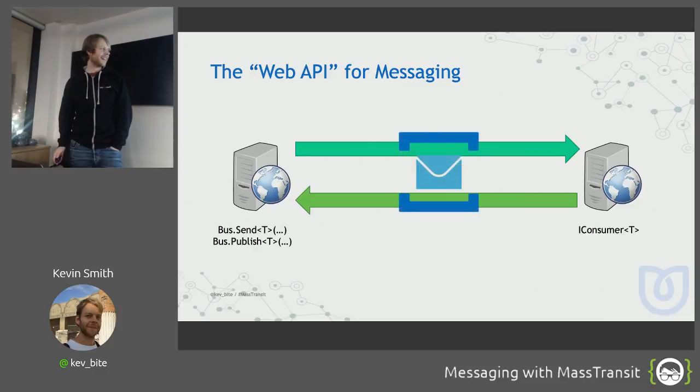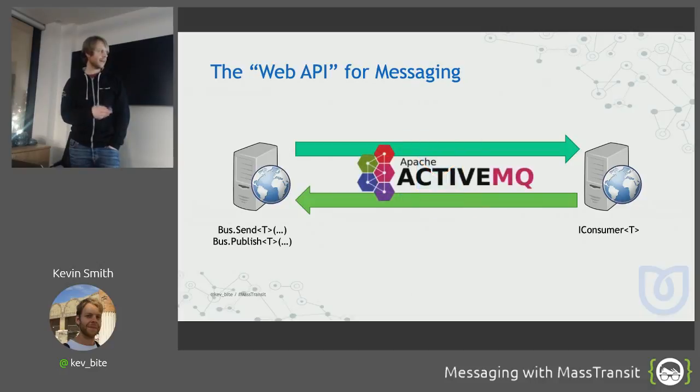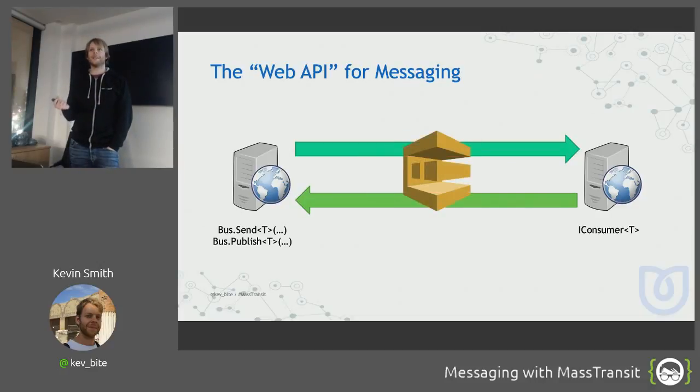You can use RabbitMQ, Azure Service Bus, ActiveMQ and SQS, that's all the ones they support. You can actually build your own as well, and they're quite easy to build if you understand how their pipelines work. So it's quite extensible as well.